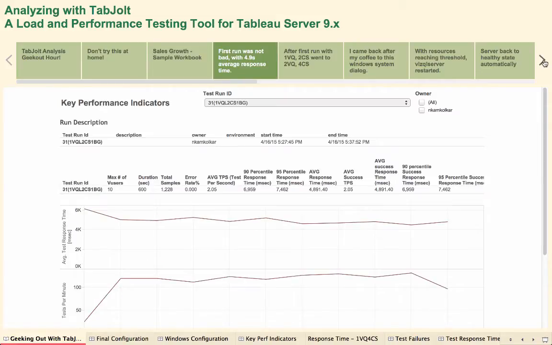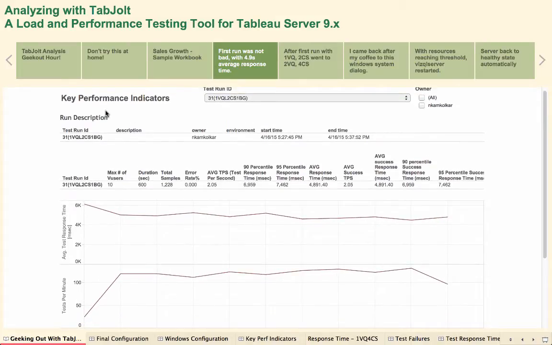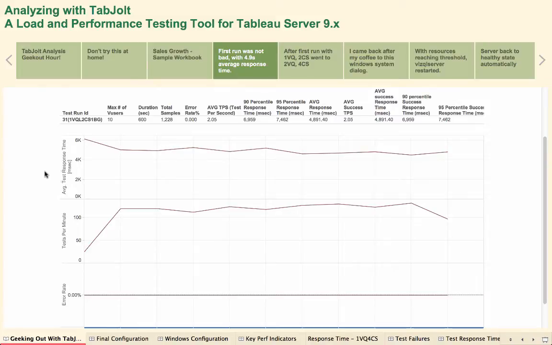So when I ran a 10 user load, I saw the first run was not too bad. Here I'm looking at the key performance indicators worksheet that comes with the TabJolt Analytics workbook. At the top, you see the run description, some details about the owner of the run, and the start and end time for the run itself. As I scroll down, you see some of the key metrics already captured: the average response time in milliseconds, tests per minute, which is really the throughput, and then the error rate as well.